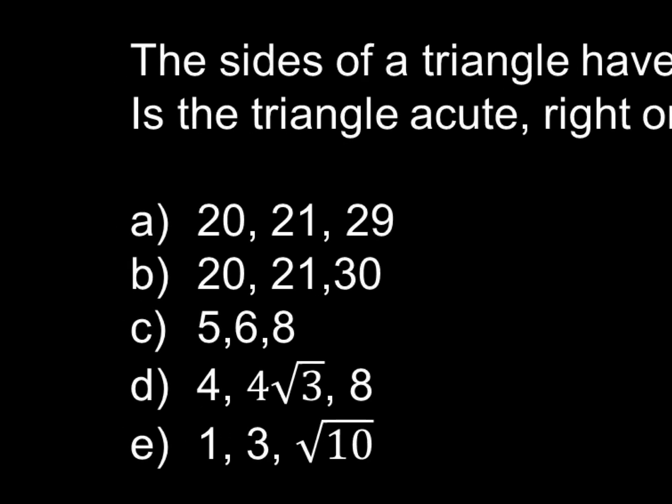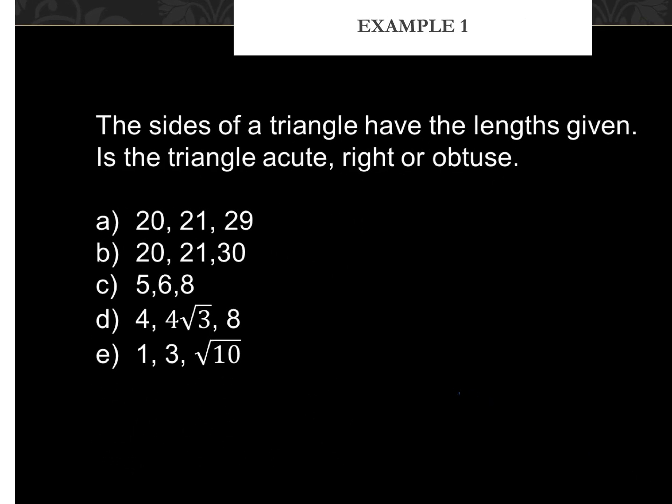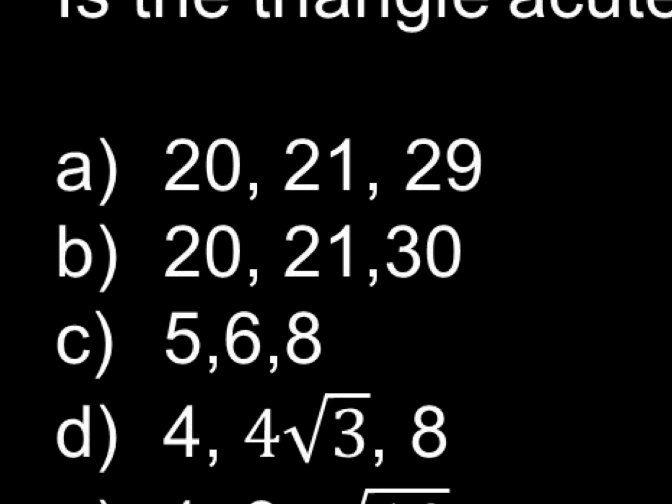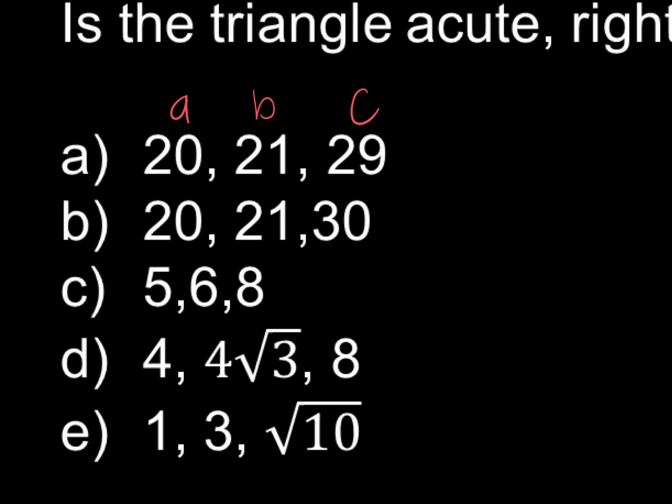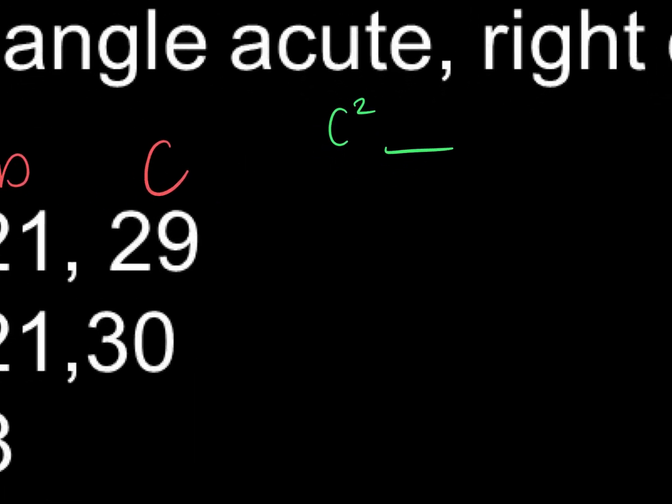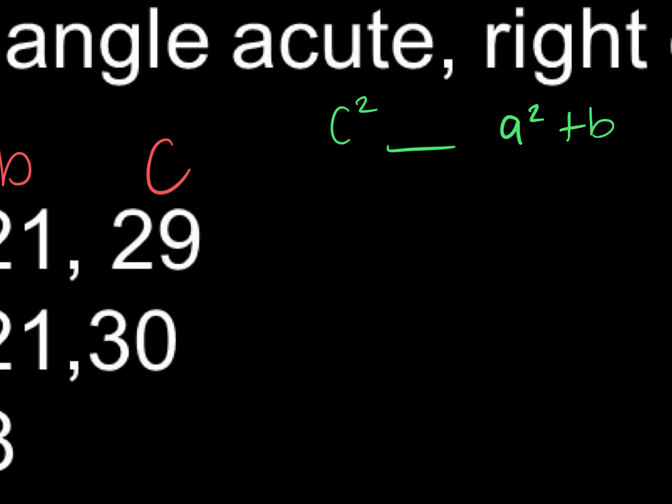Guys, so when we're determining whether a triangle is acute, right, or obtuse, and we're given 3 of the sides, this is what we have to do. I only know one of my sides for sure. Which one do I know? C. Which one has to be C? Look at letter A. 29. That has to be C. Do A and B matter? No. So we're just going to write A over here and B over here. So what we're doing for all of these problems, guys, is we are going to take C squared, put a blank, and we're comparing it to A squared plus B squared.